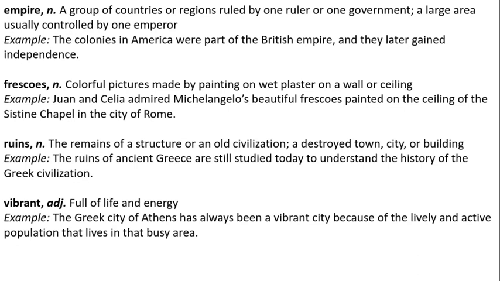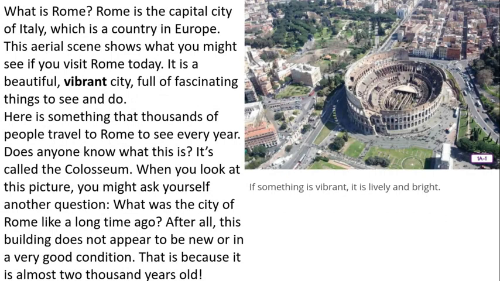Empire, a group of countries or regions ruled by one ruler or one government, a large area usually controlled by one emperor. Frescoes are colorful pictures made by painting on wet plaster or a wall or ceiling. Ruins are the remains of a structure, an old civilization, a destroyed town, city, or building. Vibrant is an adjective. It describes something full of life and energy.